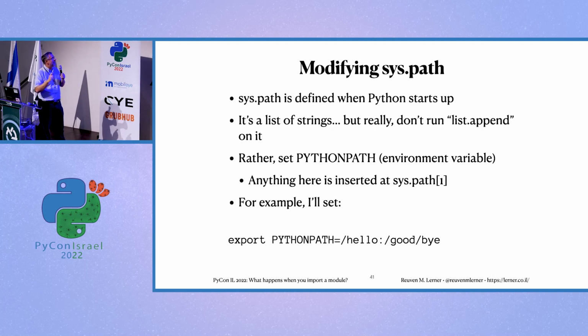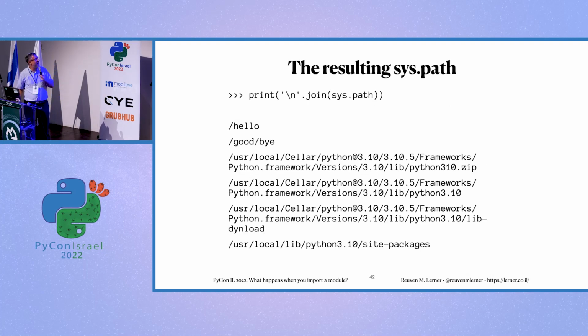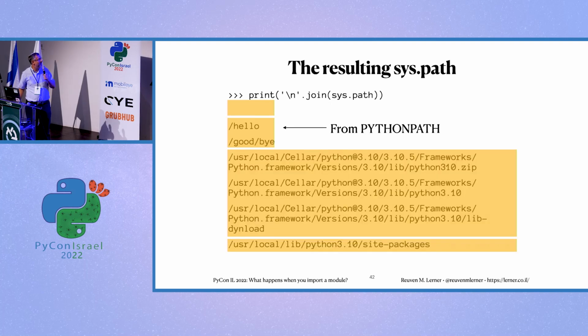The better answer is to set PYTHONPATH, the environment variable. And anything in PYTHONPATH is inserted into sys.path at point 1. So for example, if I say, here on my Unix machine, export PYTHONPATH equals hello and goodbye. And notice I have the path separator, same as on the rest of my machine. So now we see that, okay, empty string, and then the things that I added from PYTHONPATH, and then the standard library, and then site-packages.